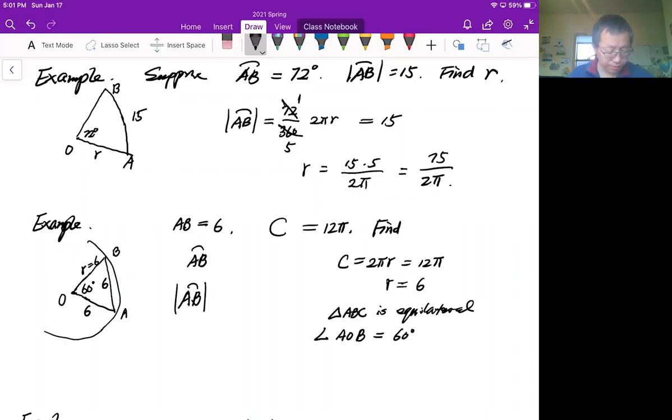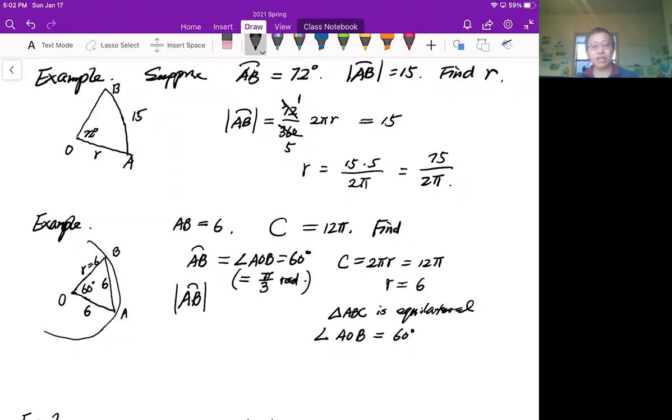So let's see. First of all, what is this one? The arc measure of AB just corresponds to the measure of the central angle. So that's the angle AOB, which is equal to 60 degrees. Or if you want, you can switch that into pi over 3 radians, same thing. So 60 degrees is the measure of the arc. That's the first question.